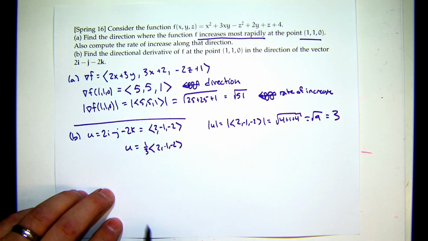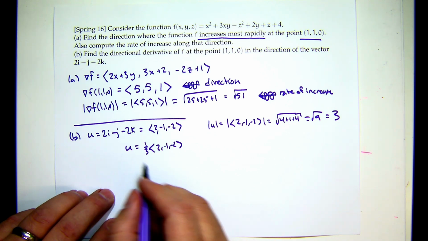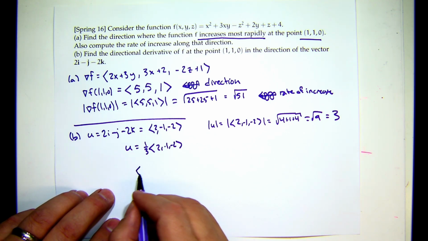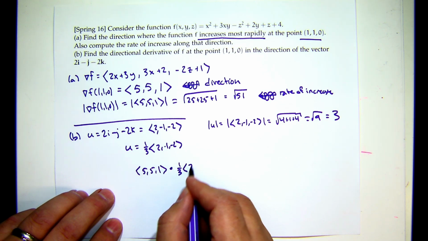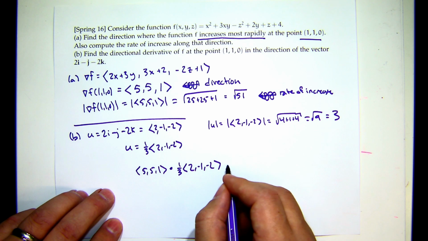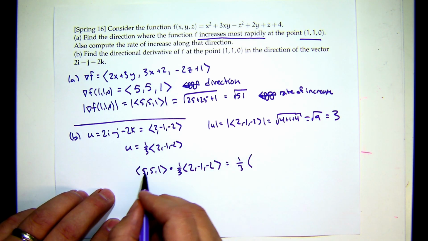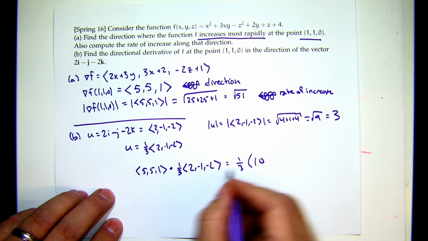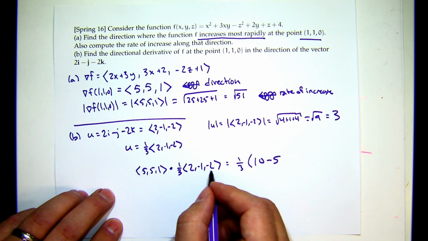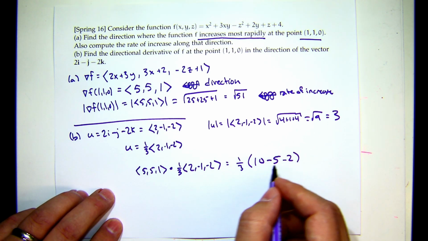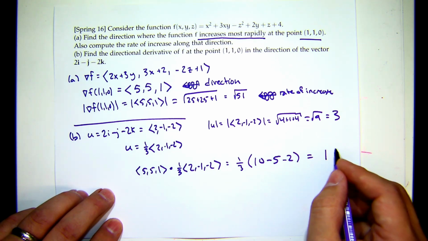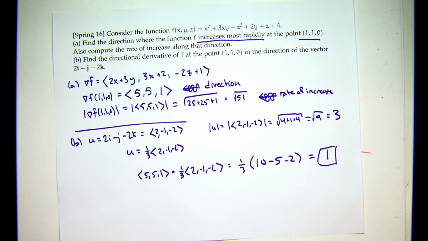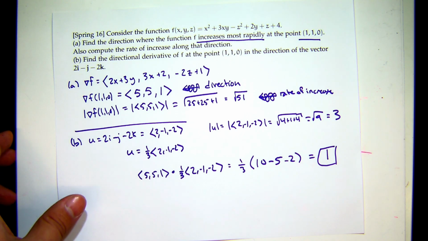What do we do with that? Take the dot product with the gradient. So we take 5, 5, 1, dot 1/3, 2, minus 1, minus 2. So that's 1/3. 5 times 2 is 10. 5 times 1, that's minus 5. 1 times negative 2 is minus 2. 10 minus 5 minus 2. 3 times 1/3 is 1. And that's the answer. Great problem. Nice one to warm up on.